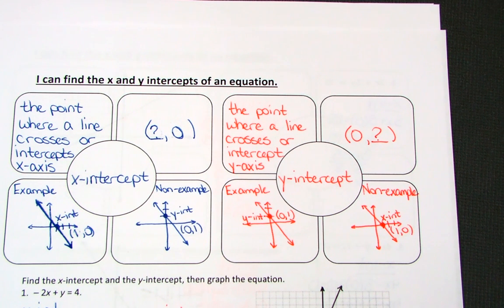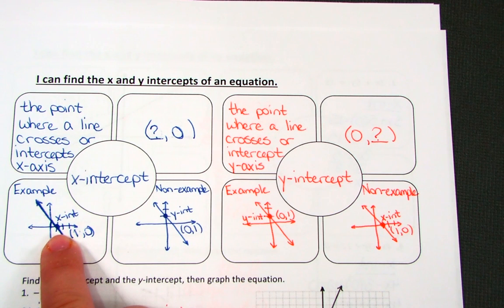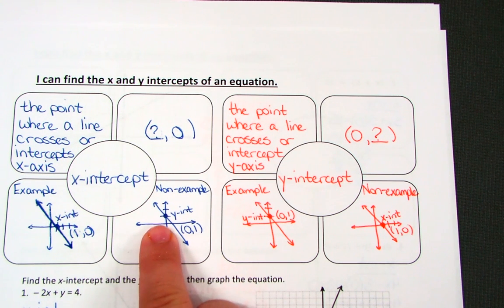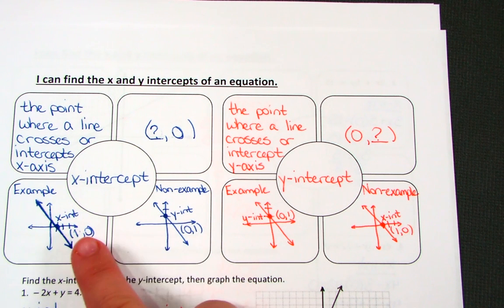So an x-intercept is a place where it crosses the x-axis, and we always write that as a point. It's a number, comma, 0. In our example here, it crosses the x-axis here, and a non-example would be any other point that doesn't cross that x-axis. Notice that these both have the same numbers, but it is important that we write the x-intercept with the number first and then 0.